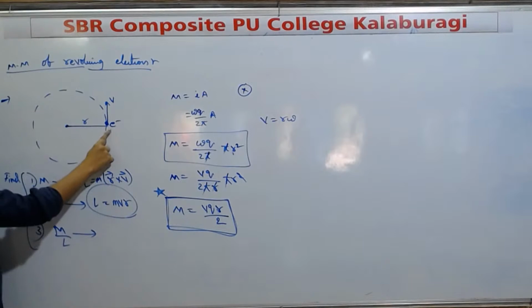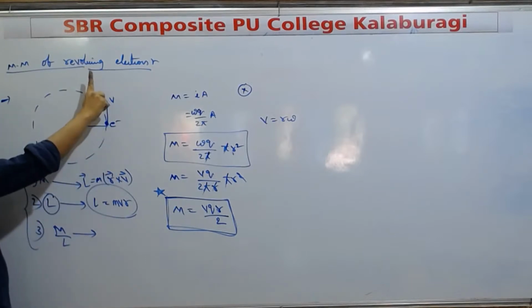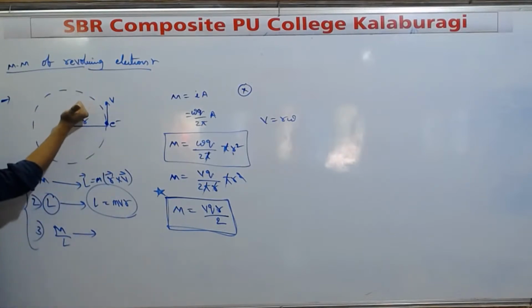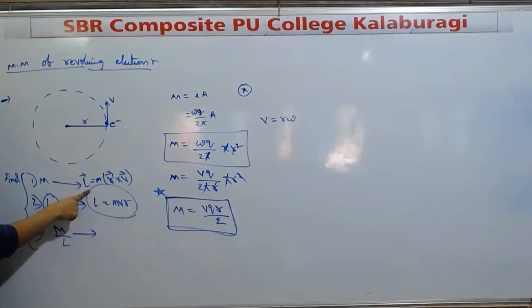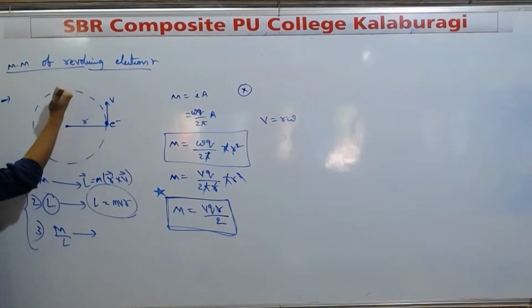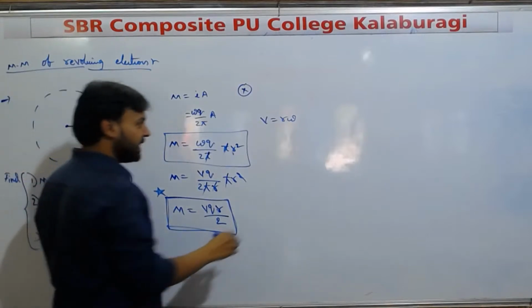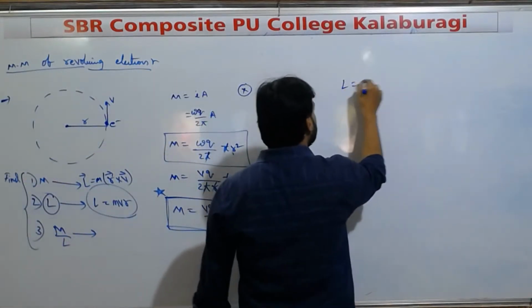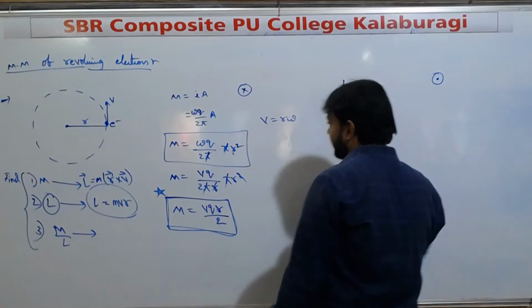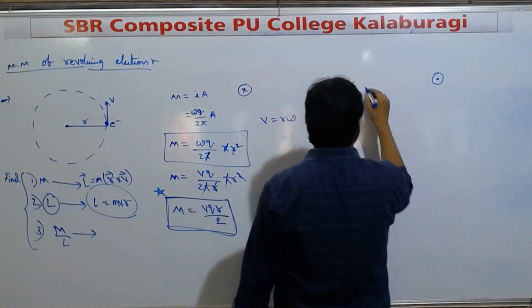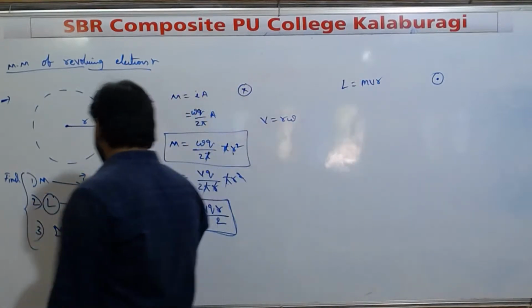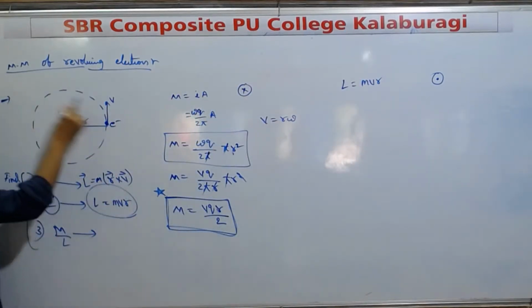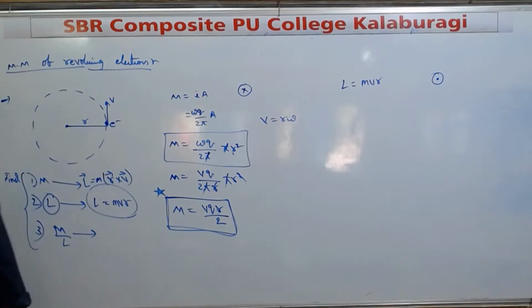R bar cross v bar. The particle is moving with speed v in this direction. R bar is the radius, outward. Angular momentum direction, yes or no? R bar cross v bar, v bar upward. So the angular momentum direction will be outward. Happy with that? So how much is that? mvr. Wherever circular motion is there, more will come into consideration.